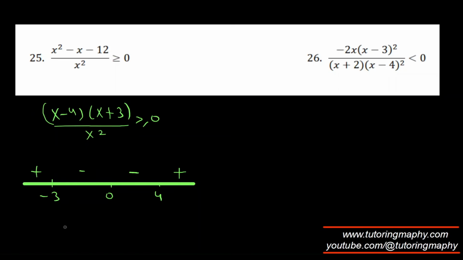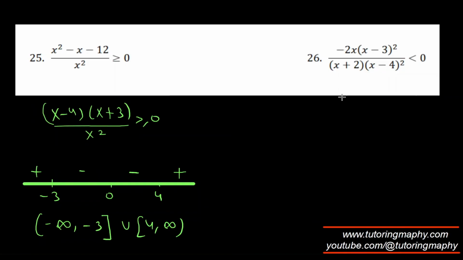So greater than or equal to 0 means negative infinity to -3. Can we allow -3? Yes, because it is at the top. Union 4 to infinity. Can we allow 4? Yes, it is also at the top. So this is our answer.